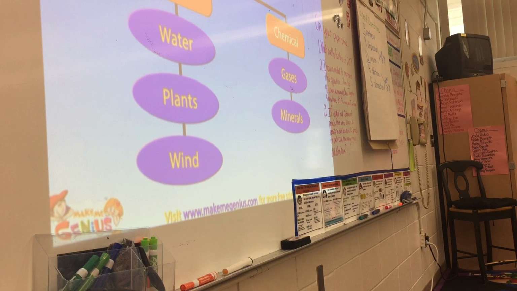So now you understand two different kinds of weathering. But remember, in nature, this breaking down does not happen in days or months. It takes hundreds, thousands, or sometimes millions of years.